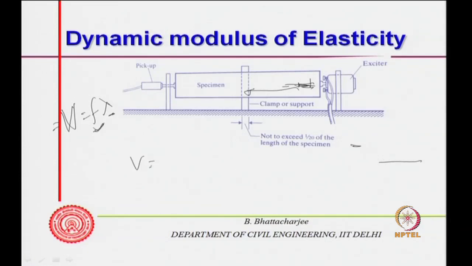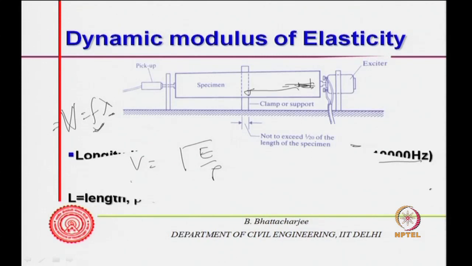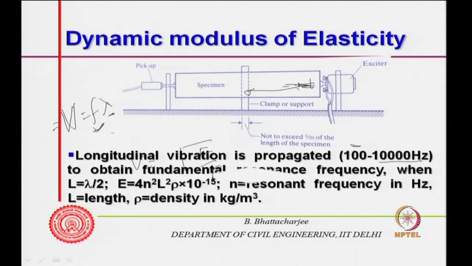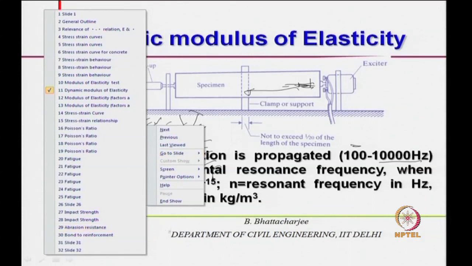V is a function of E by rho. Therefore, you can relate E to V. V is also equal to f lambda, and lambda at the resonant frequency is known. Since you know L, lambda is 2 L. In other words, you can find out E, because f is known, L is known, and lambda is 2 L.